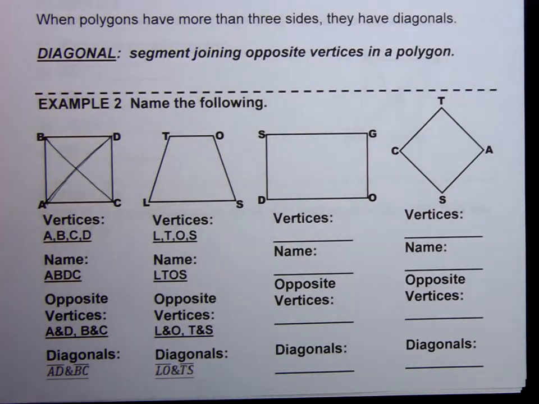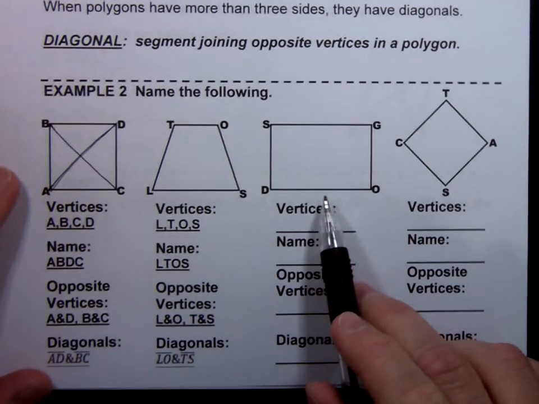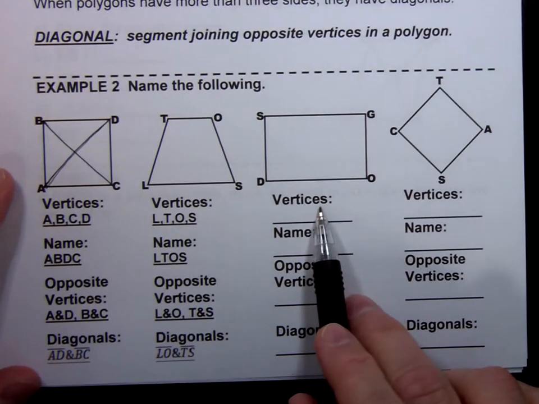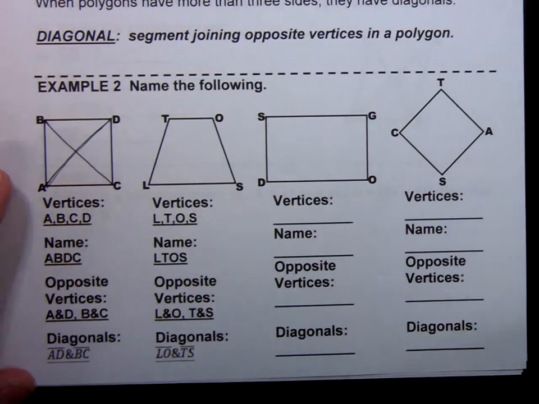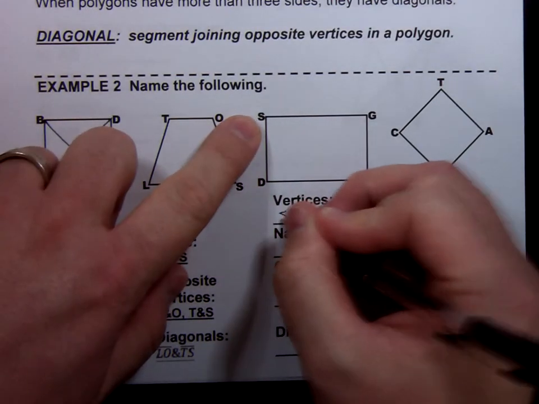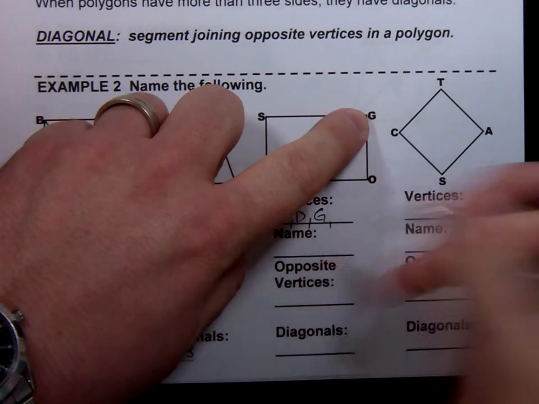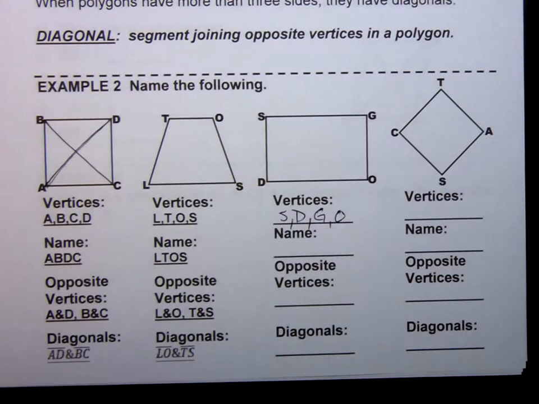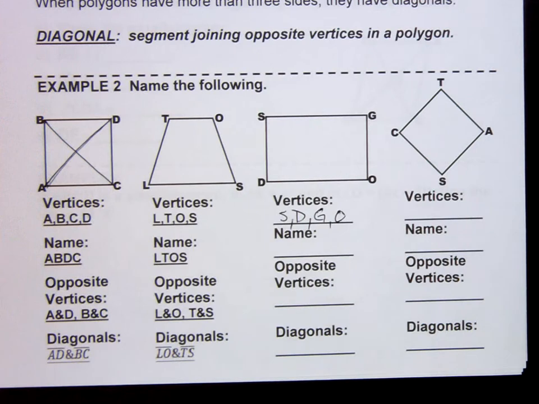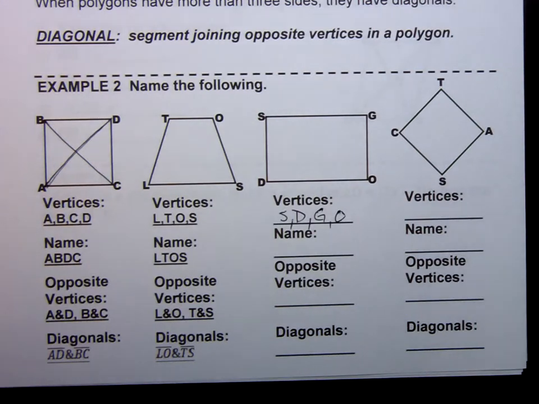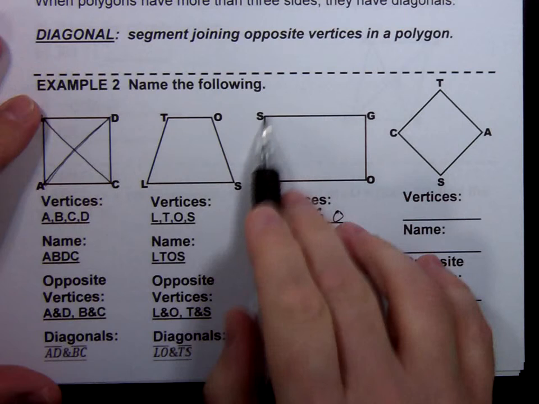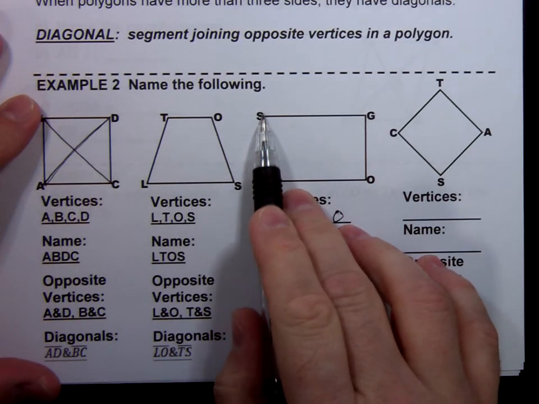Alright, let's jump over here. What are the vertices of this figure? I see S, I see D, I see G, and I see O. Those are the 4 corners of that figure. Those are the vertices. Now when I name it, remember I can start with any point I want, and I've got to go around the figure, either clockwise or counterclockwise, doesn't matter. So if I just start with S and go clockwise, S, G, O, D.